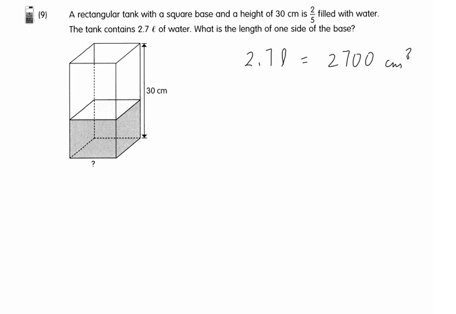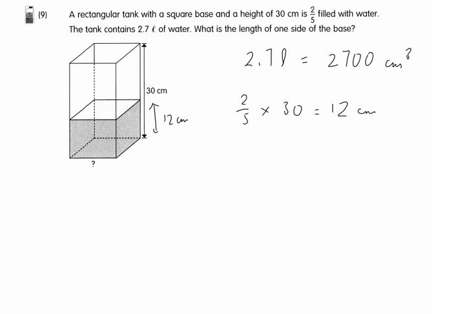And 2/5 times 30, what do you get? 12 cm. This will be the height of the water level, right? So you know that this is the height of the water level, 12 cm. After this, I'll do my conversion. The 2.7 liters convert to 2,700 cm cubed, right? Correct? Then I'll do my last step.